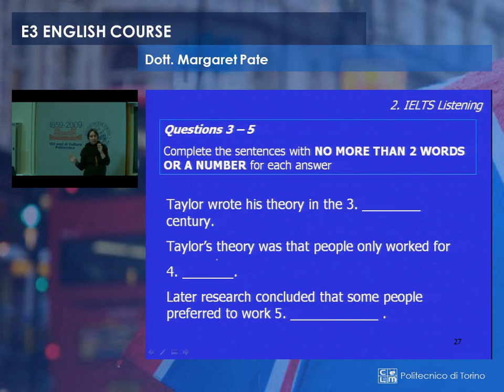Okay, so no more than 2 words or a number. So in number 3, rightly, you were saying the type of information which is missing. So try to predict what type of information you need to listen for. Okay, so number 3, yes, quite rightly, it's probably a date. Number 4, a noun, okay. Later research concluded that some people prefer to work... a noun, a comparative, an adjective, an adverb. Okay, try and think about that.